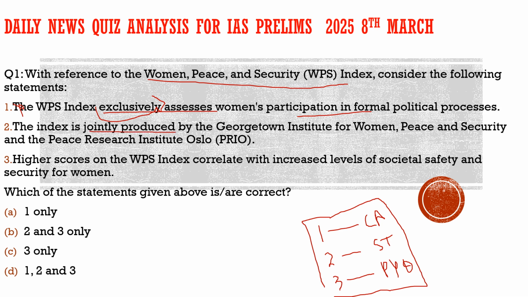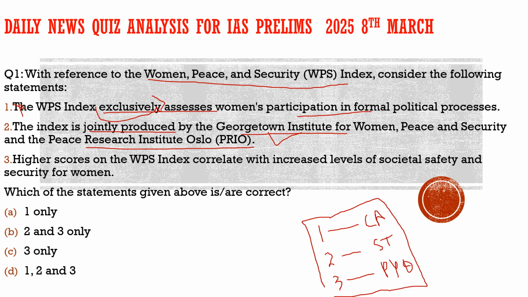Second statement here, it says the index is jointly produced by the Georgetown Institute for Women, Peace and Security and the Peace Research Institute of Oslo. 100% correct. This is exactly why I brought this question here. It is jointly produced. You should know which institutions or organizations produce it. It is jointly produced by the Georgetown Institute for Women, Peace and Security and the Peace Research Institute Oslo.